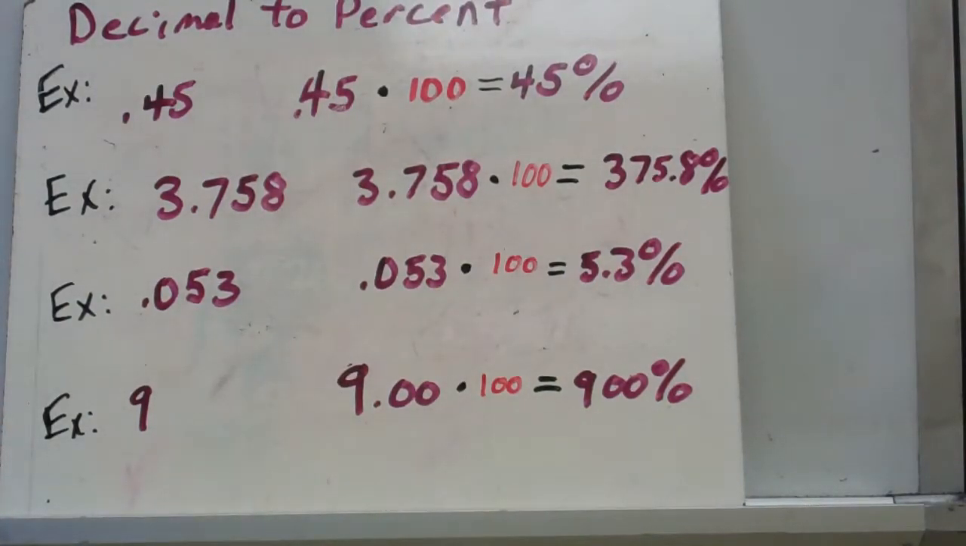And with the whole number 9. Now, on our whole numbers, we don't always write a decimal point, but we need to understand that the decimal point is right after that whole number. So we're going to attach a decimal point and some zeros, and then we're going to multiply that number by 100, and we're going to end up moving the decimal place 2, right in back of the second 0, so we'll end up with 900%.